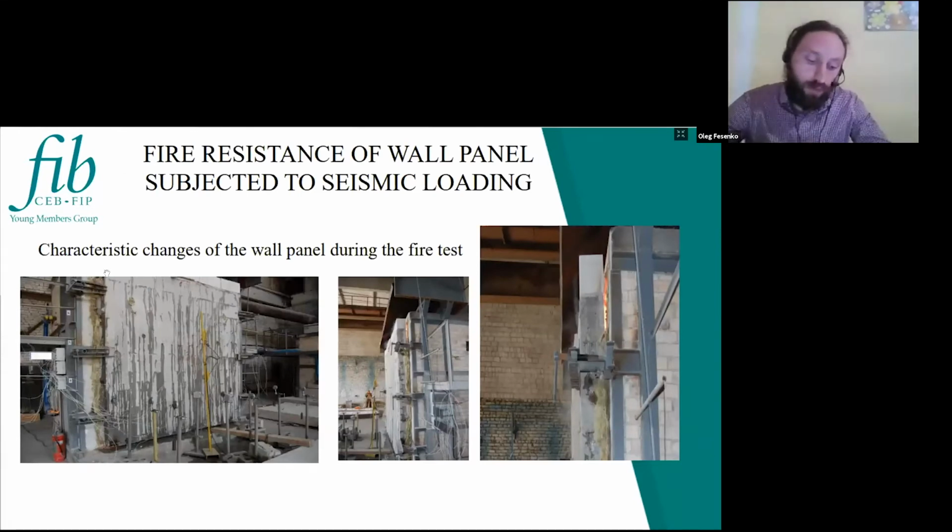Another kind of analysis was made for the reinforced panel wall subjected to seismic loading. You can see the results of the fire test of this wall panel, deflecting mode, and also you can see the results of moisture content in the concrete of this wall panel on the unexposed side of this wall panel.